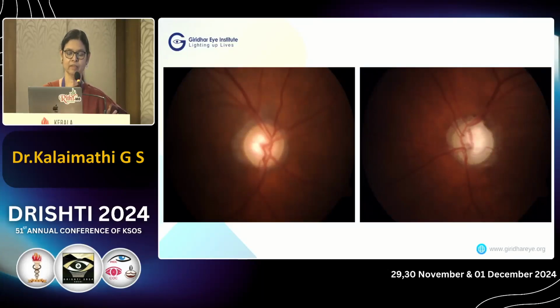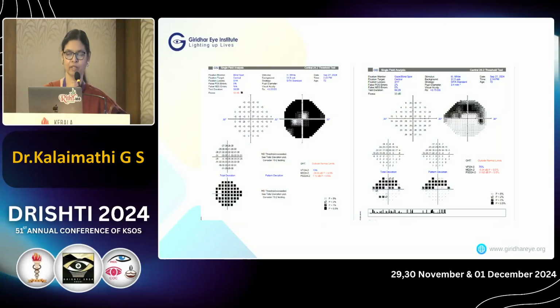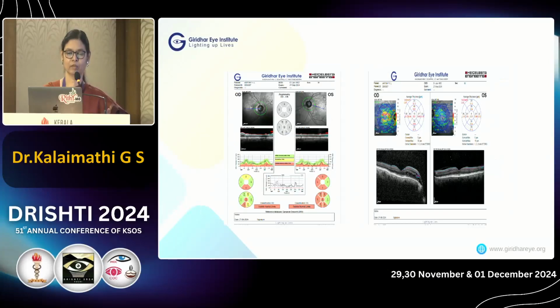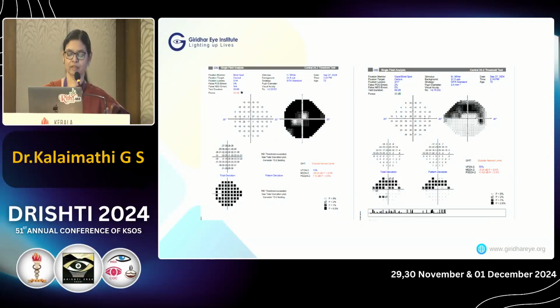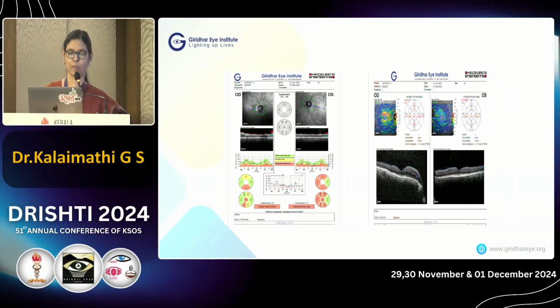So from the history we can make out that he had glaucoma. So the diagnosis is glaucomatous optic atrophy, and this is cavernous optic atrophy. And the ancillary testing, the field, confirms the diagnosis. This is cavernous optic atrophy.